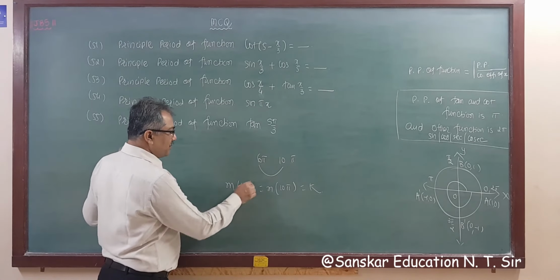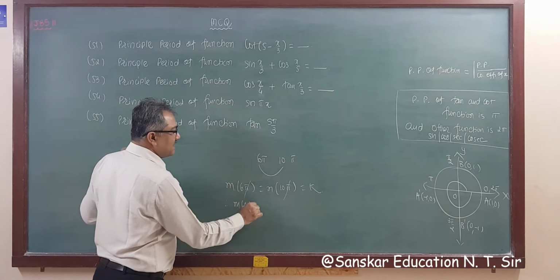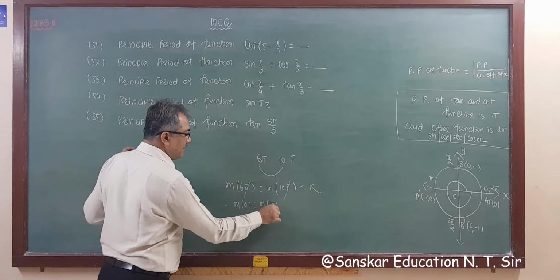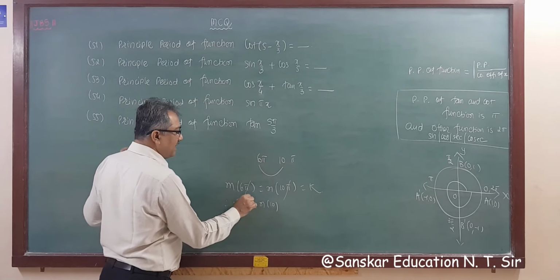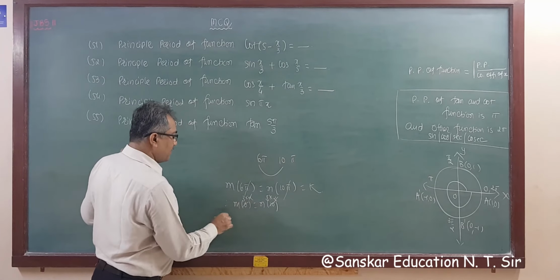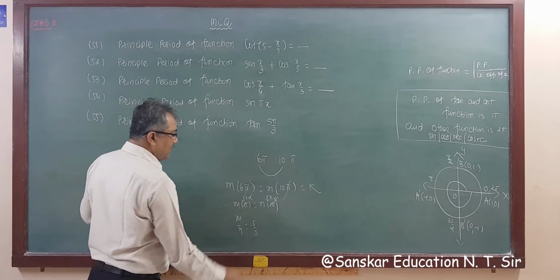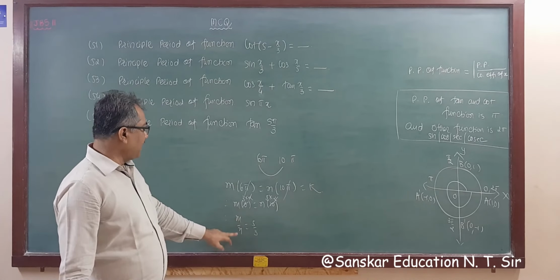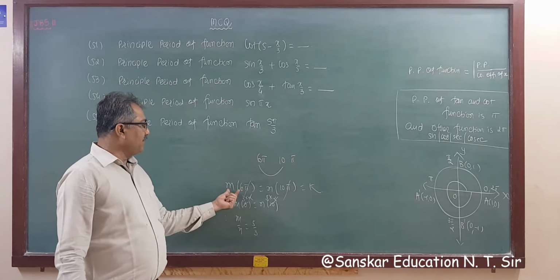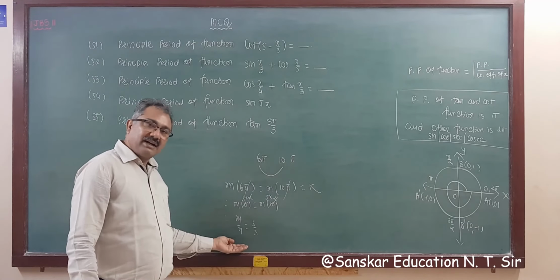So what we have to do, this π will be cut. So m into 6 is equal to n into 10. So this is 3 into 10, 2 sorry, this is 5 into 2. So this 2 will be cut. So m upon n is equal to 5 by 3, that is m is equal to 5 and n is equal to 3. So 5 into 6, 30. n into 10, 30. You will get your answer.